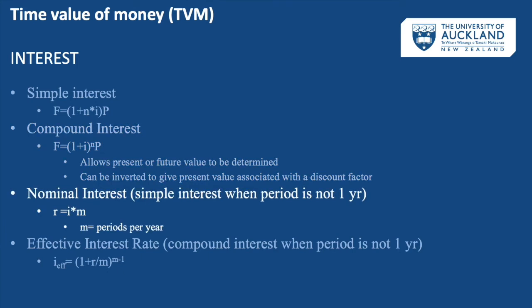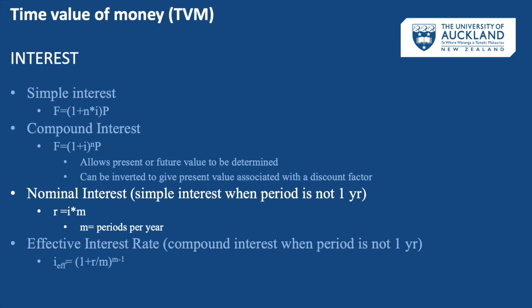Now let's get back to that nominal interest rate. It's just simple interest when the period is not 1 year. So all we need to do to figure this out is multiply I, the interest rate for an interest period, times M, and in this case, M is the number of periods per year.